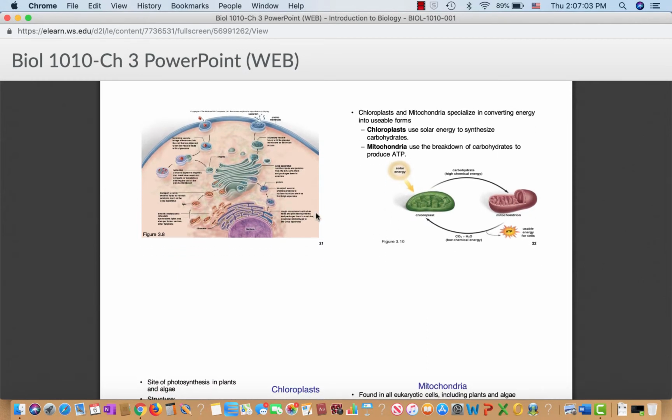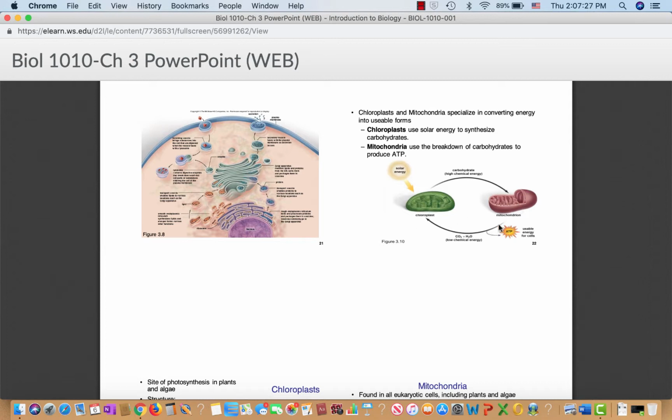Chloroplasts and mitochondria are essentially, well, the mitochondria is always referred to as the powerhouse of the cell because it undergoes cellular respiration. The chloroplast essentially does the opposite of that, and it uses solar energy to synthesize carbohydrates, which can later then be sent to the mitochondria to be broken down to produce ATP.